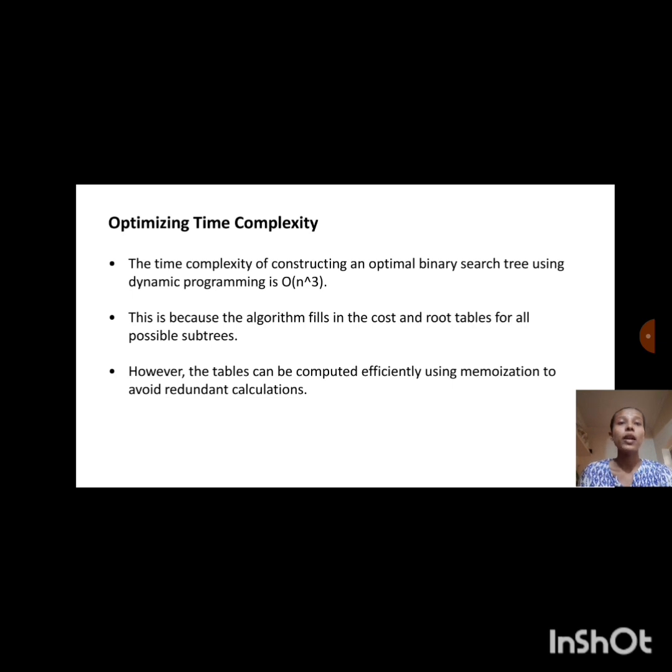Optimizing time complexity. The time complexity of constructing an optimal binary search tree using dynamic programming is O(n^3). This is because the algorithm fills in the cost and root tables for all possible subtrees. However, the table can be computed efficiently using memoization to avoid redundant calculations.